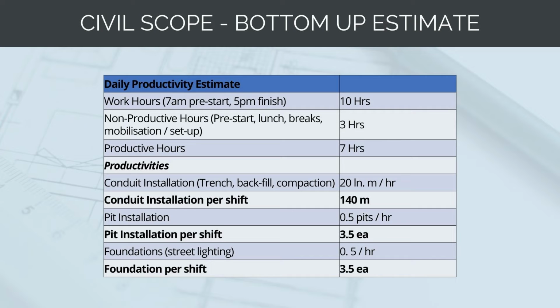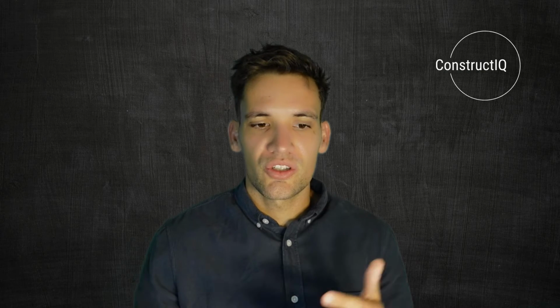We can then convert all these hourly productivities into an installation per shift. So 20 meters per hour of conduit installation gives us 140 meters a shift. Pit every 2 hours gives us 3.5 pits per shift, and a foundation every 2 hours also gives us 3.5 foundations per shift.